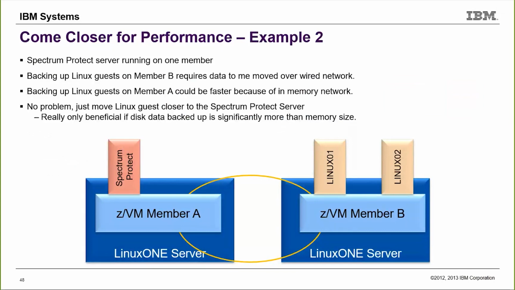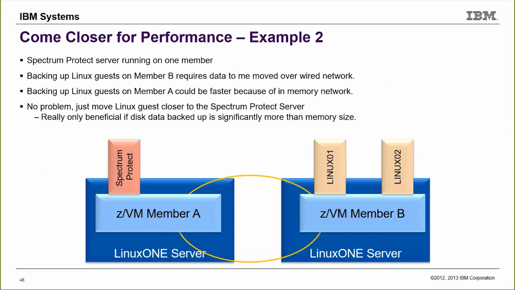So kind of in my example here, maybe I have a Spectrum Protect server, right? You know it as Tivoli Storage Manager. That's running in member A. That's the server that's actually backing up or restoring what we're going to be moving data from. And maybe I have these two Linux virtual machines that are using that, right?